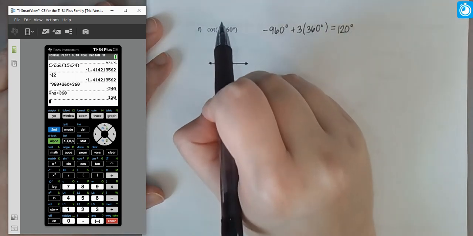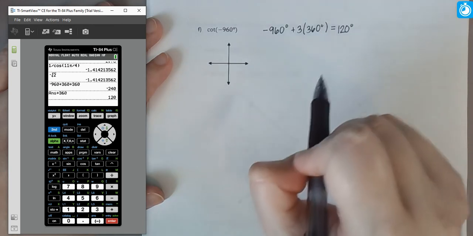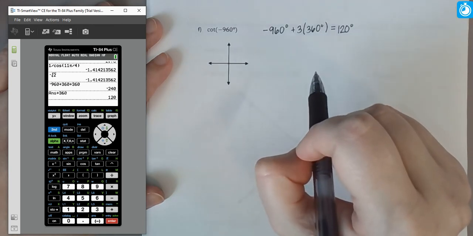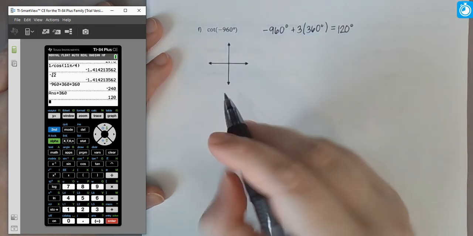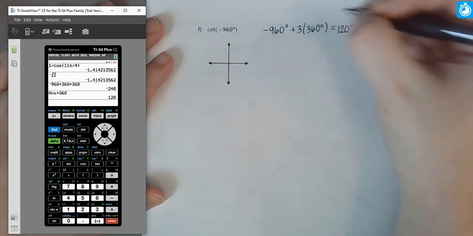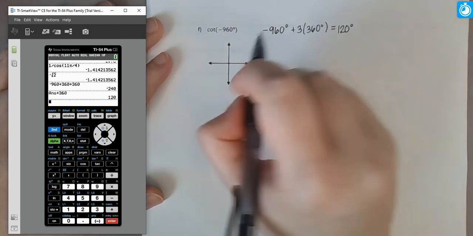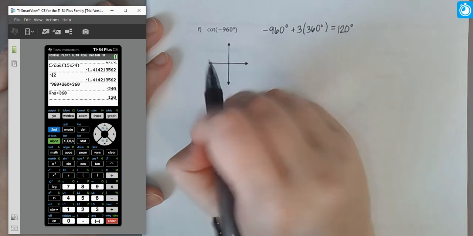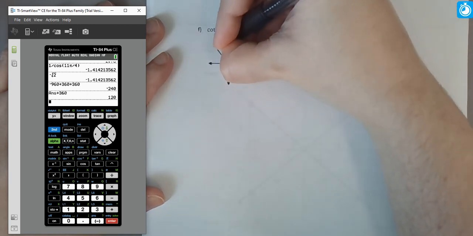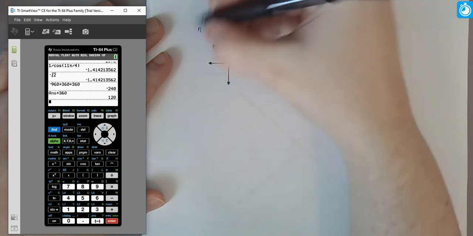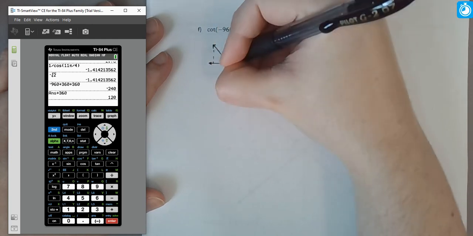So everything for negative 960 degrees is going to be the same as it is for 120 degrees. All of their trig values are the same. So what quadrant is that going to be in? Well, we're between 90 and 180, so that means we're going to be in the second quadrant. There's our triangle.